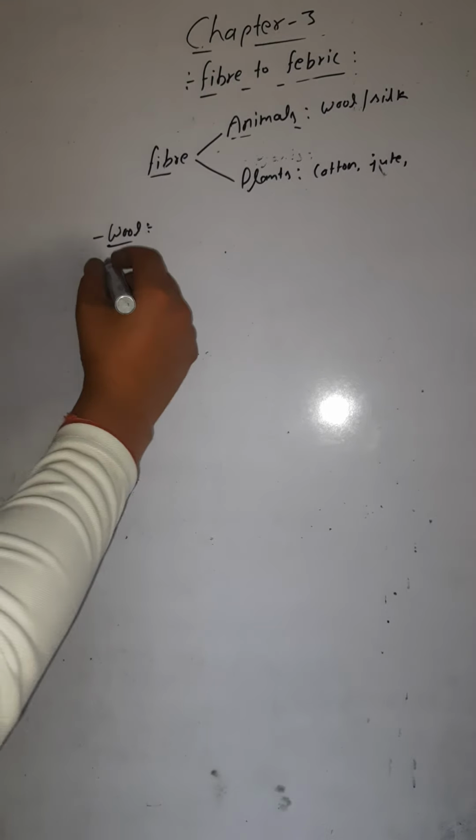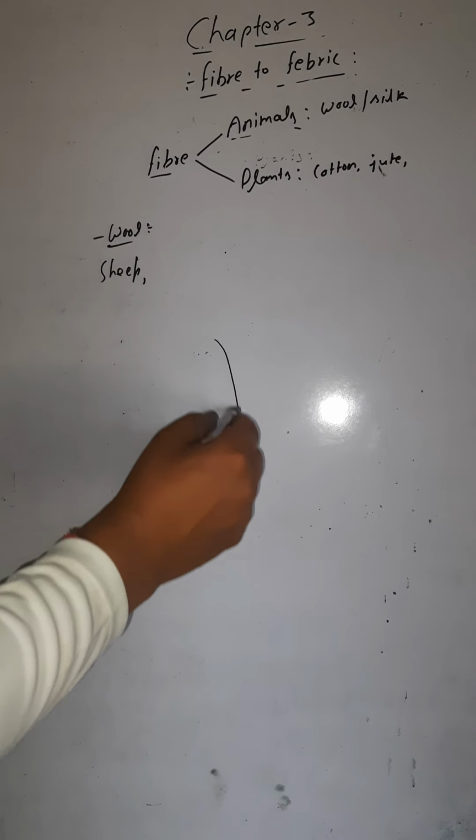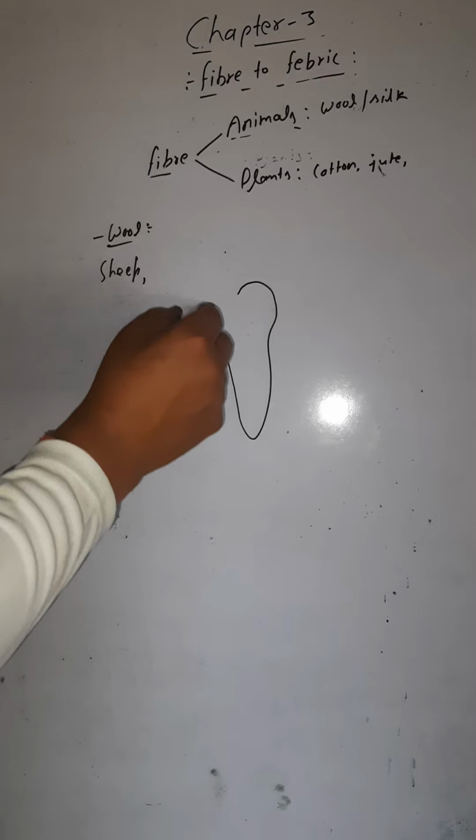From the sheep we get this wool. Now we can get wool from various other animals also. Besides sheep, there are other animals from which we can obtain different types of wool. Like if you go into the South America region, let me make a figure of South America also.